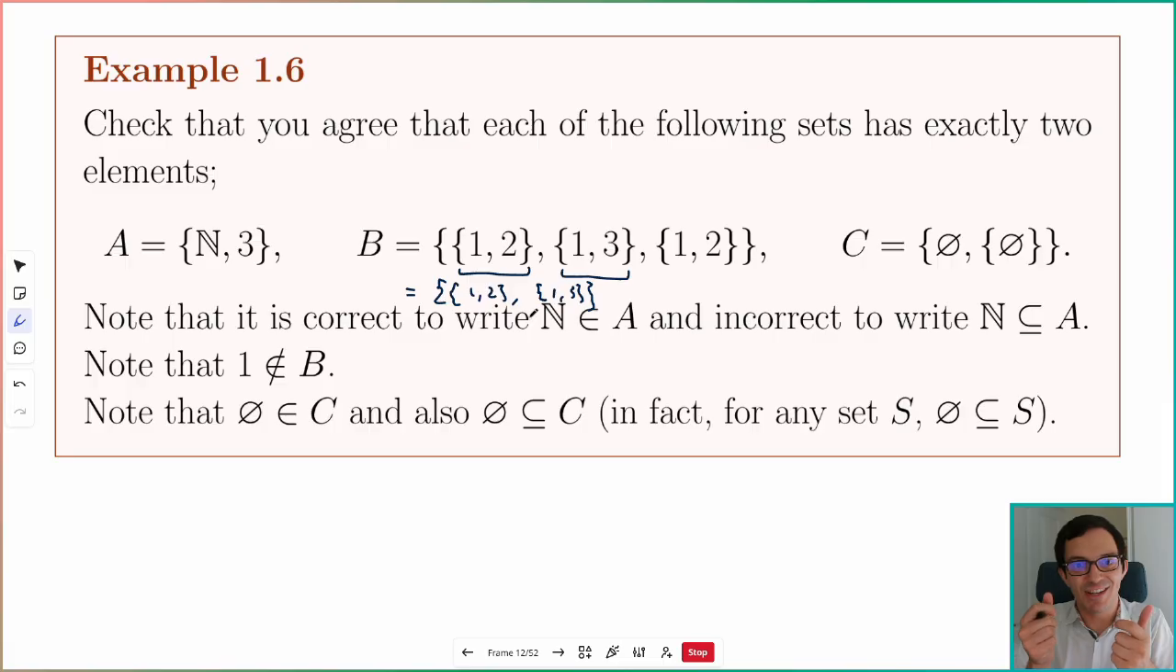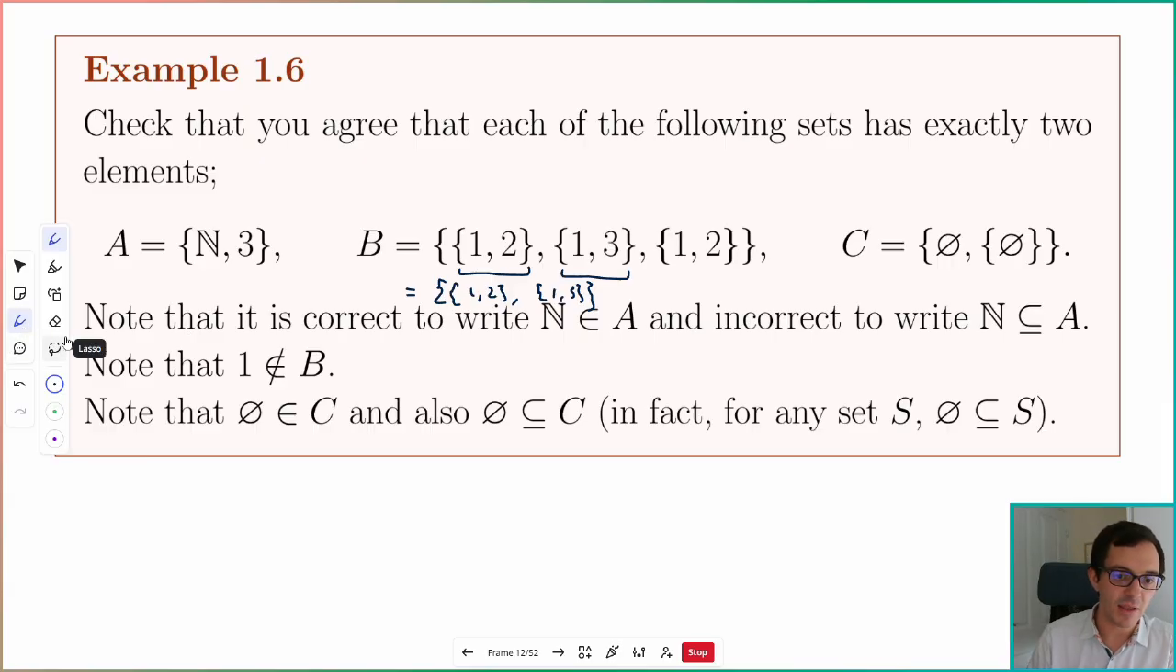I've tried to pronounce those as if they're a single word: the set containing 1 and 2. It's a single object inside B. In fact, each of these sets has 2 elements. Let's look at A. So A contains a mix of numbers and sets.